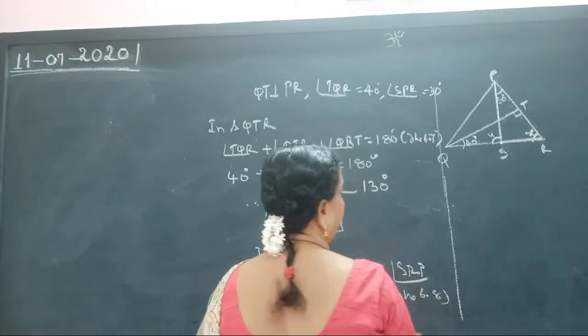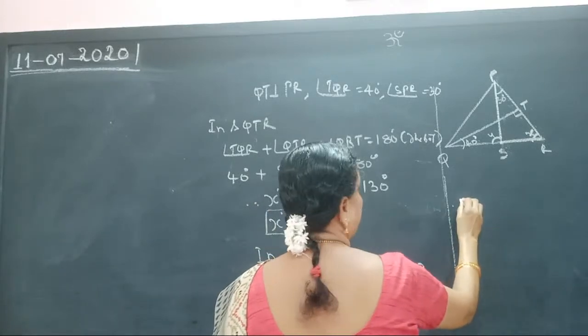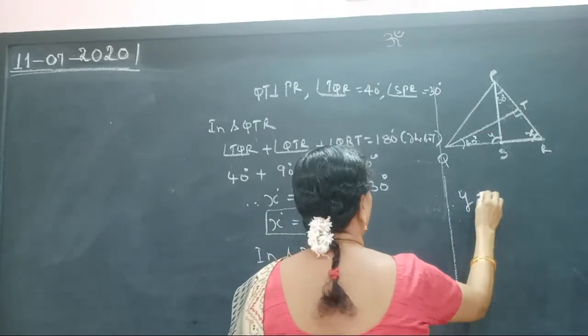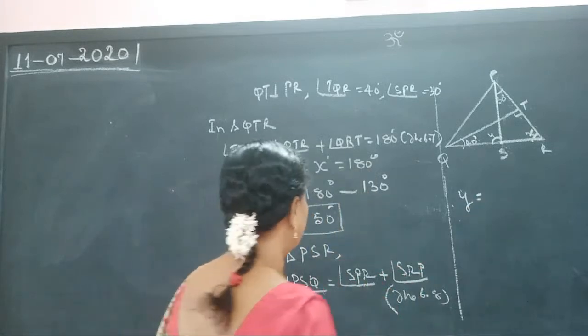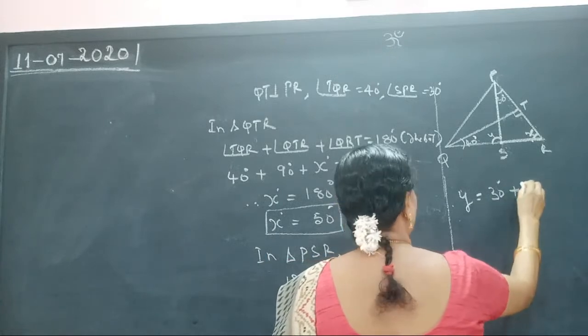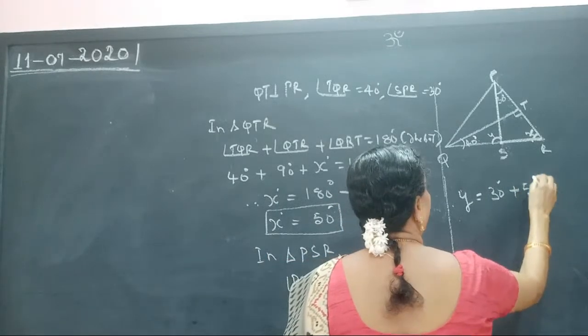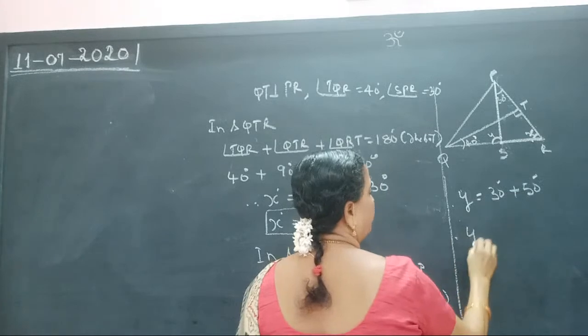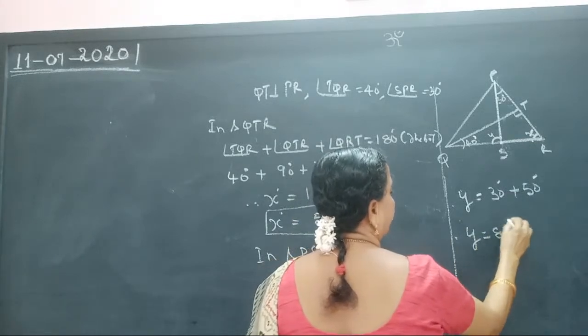Therefore, here angle PSQ, that is Y, equals angle SPR, which is 30 degree, and X we got as 50 degree. Therefore, the measure of Y is 80 degree.